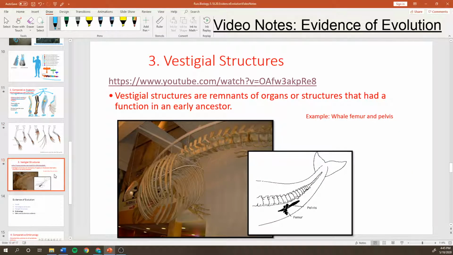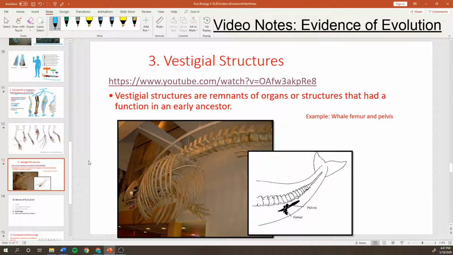All right. Next one, vestigial structures. So vestigial structures, let's just read it, are remnants of organs or structures that had a function in an earlier ancestor. So basically, these are just organs or structures that one of our ancestors used to need, but we have evolved away from needing that.